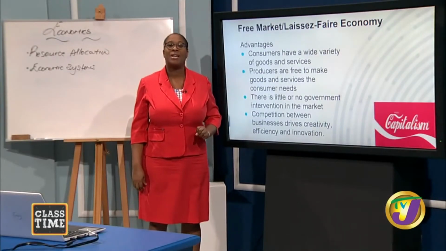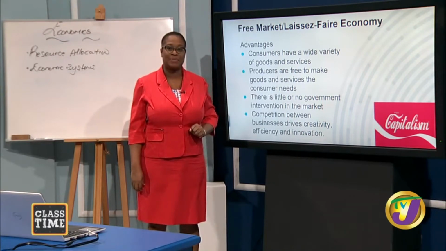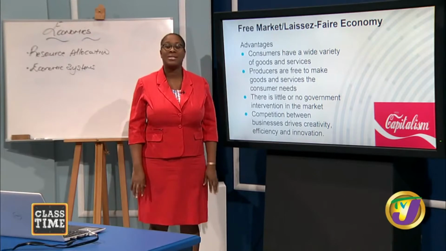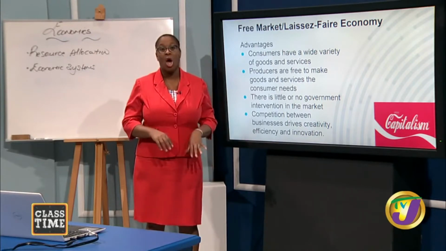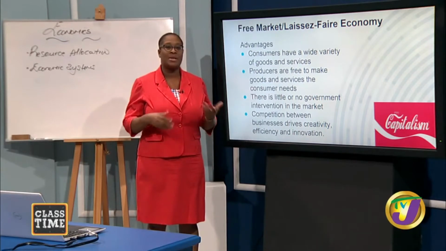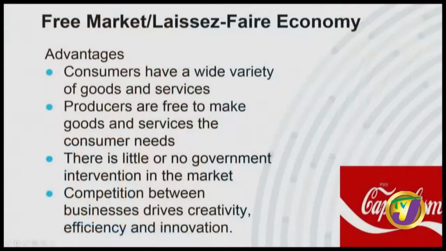So let's look at the advantages of this system. And the first one is that consumers have a wide variety of goods and services to choose from. So, let us look, for example, at toothpaste. Some persons probably like Colgate versus Lascaux or another brand, or who want the baking soda to whiten their teeth, all kinds of things. They have choices.